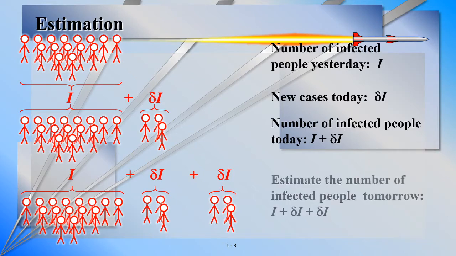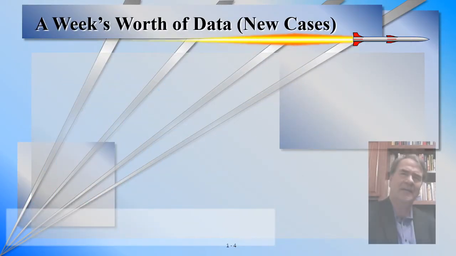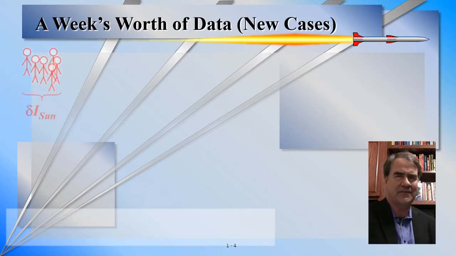So we would pretty much have to say, assuming that the increment is about the same, that the number of people expected to have the disease tomorrow would be how many people today, I plus delta I, and then another delta I tomorrow. So what if we had a whole week's worth of data though?